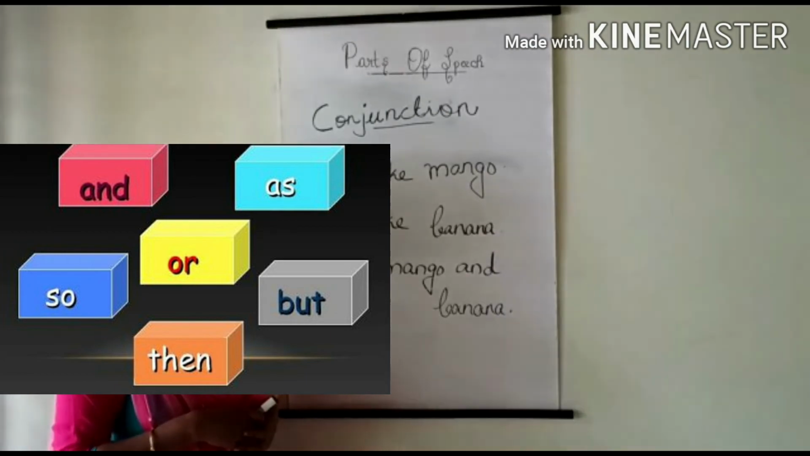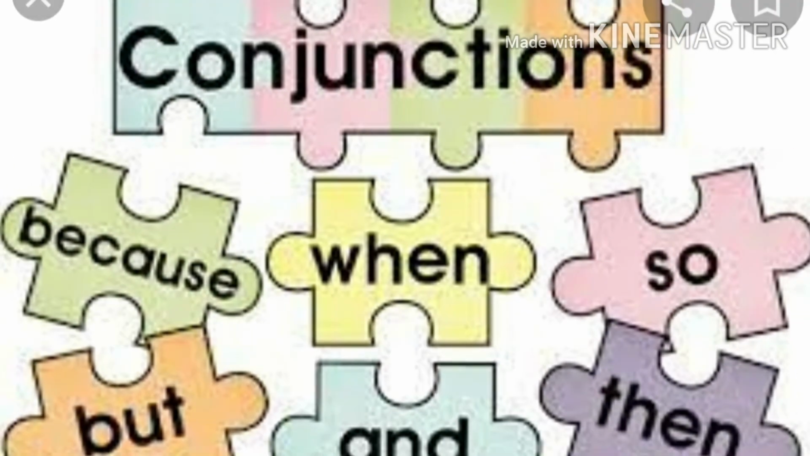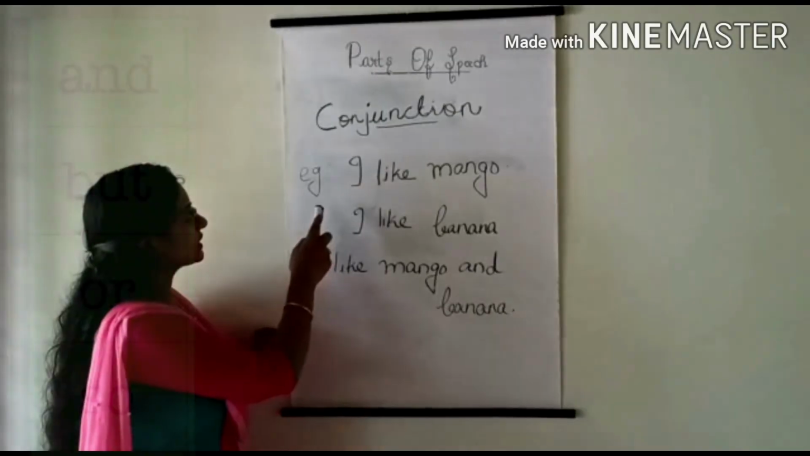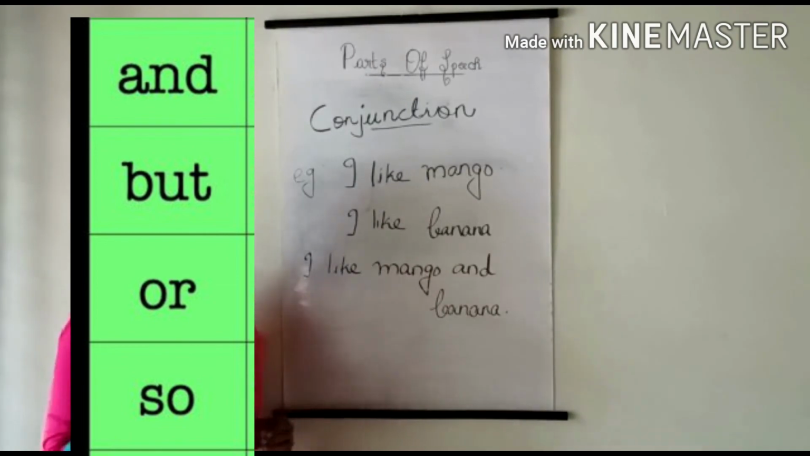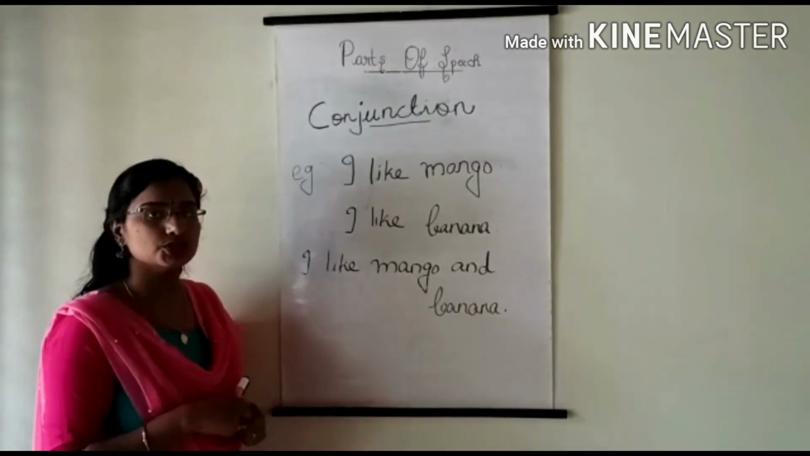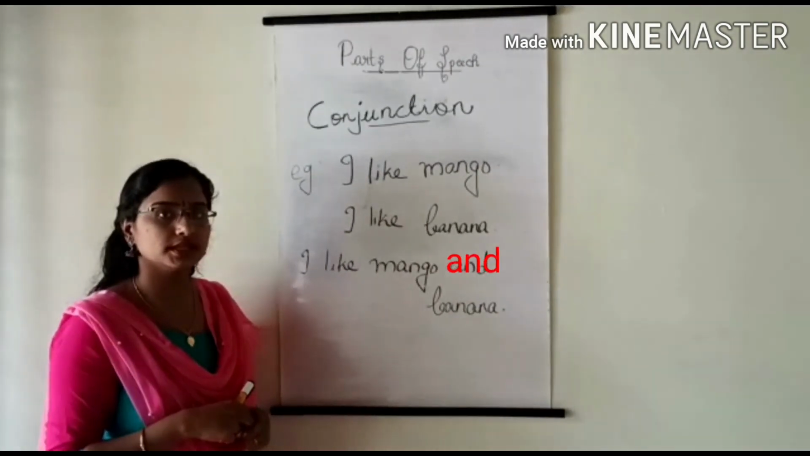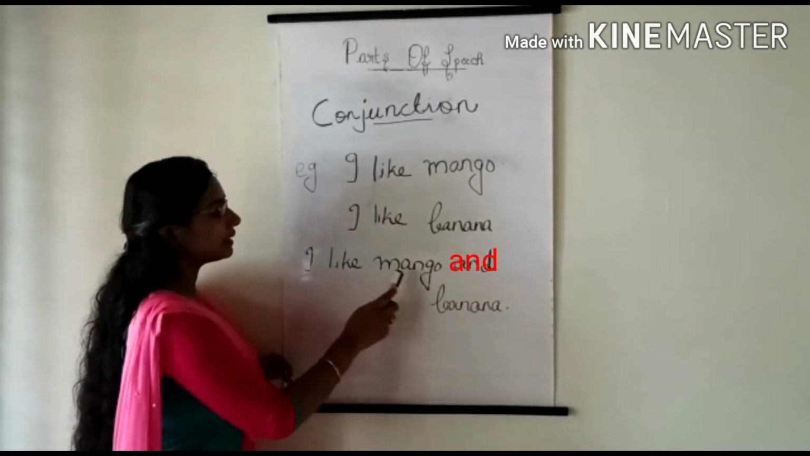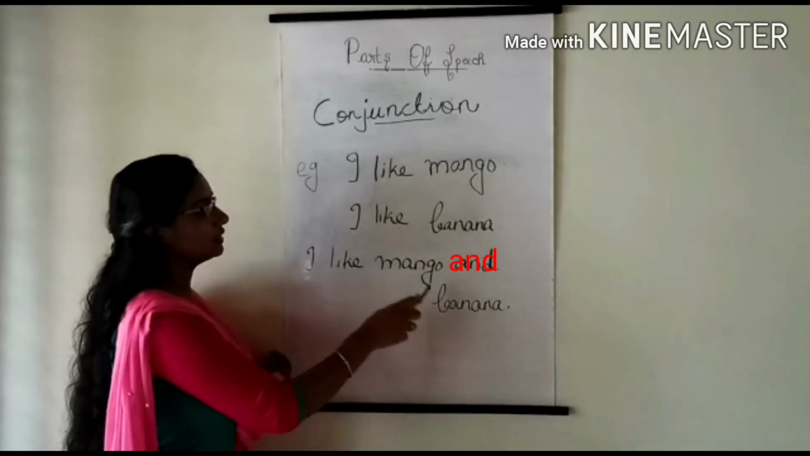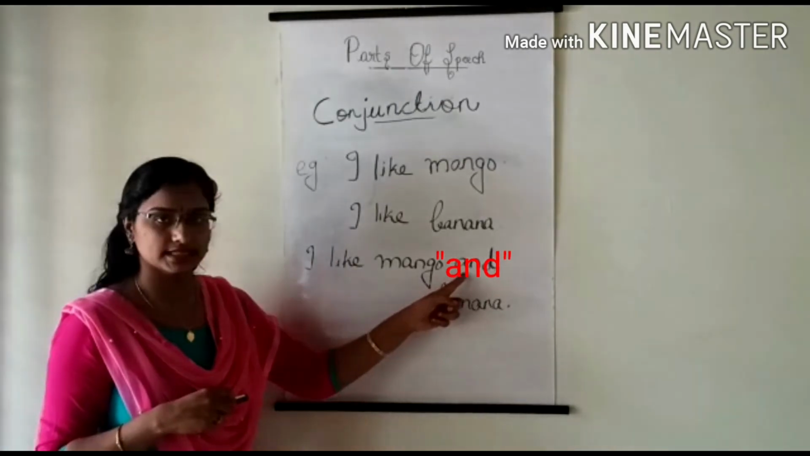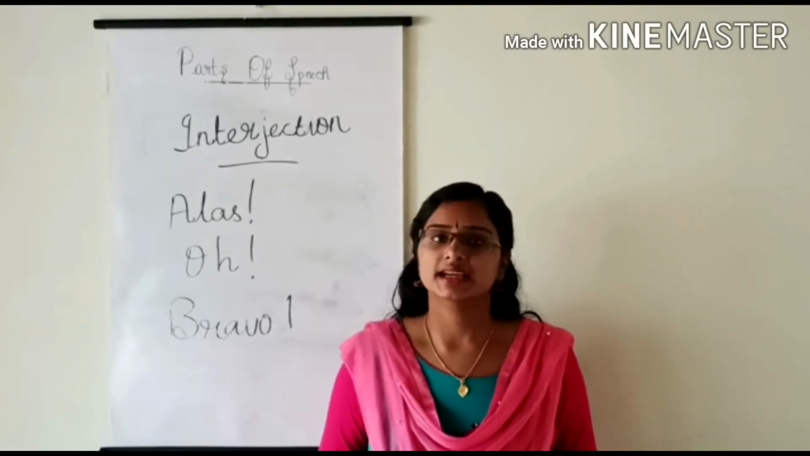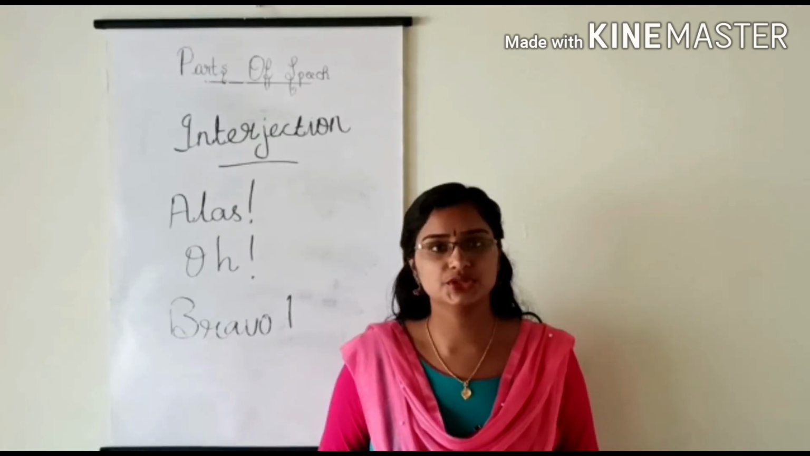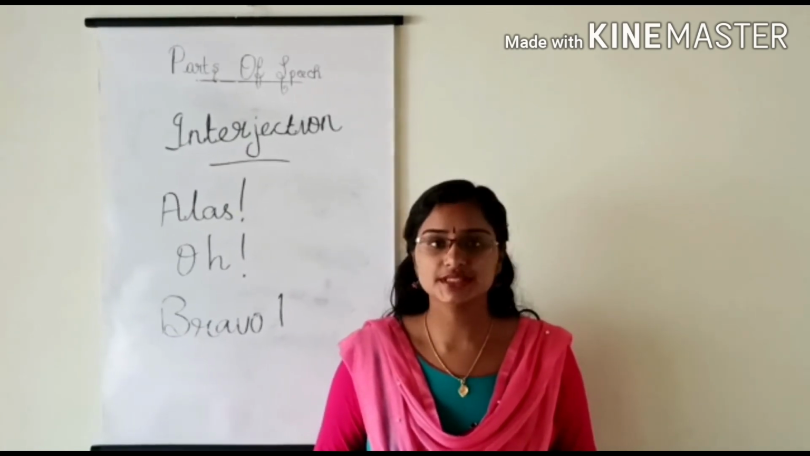Okay students, I told you conjunctions are the words that we use to join 2 words or 2 sentences. So for example, I like mango, I like banana. These are 2 sentences. I just joined these 2 sentences using the word and. I like mango and banana. So, and is the conjunction I use here. So dear students, conjunctions are the words that we use to join 2 words or 2 sentences.